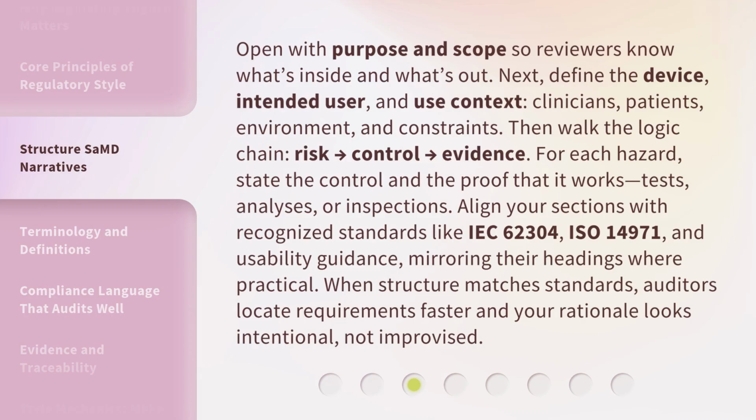Open with purpose and scope so reviewers know what's inside and what's out. Next, define the device, intended user, and use context: clinicians, patients, environment, and constraints. Then walk the logic chain: risk → control → evidence. For each hazard, state the control and the proof that it works: tests, analyses, or inspections.